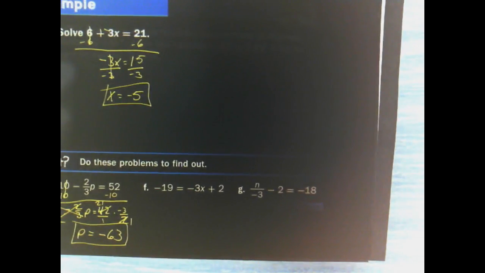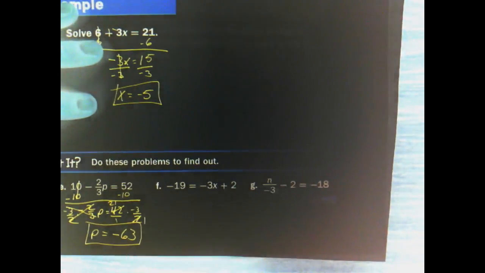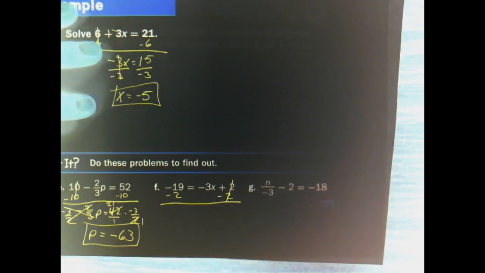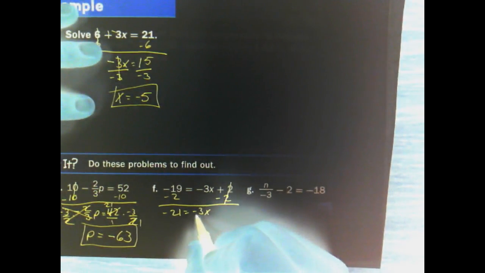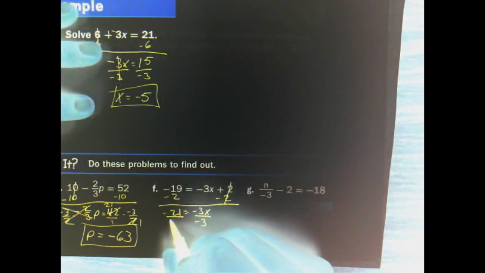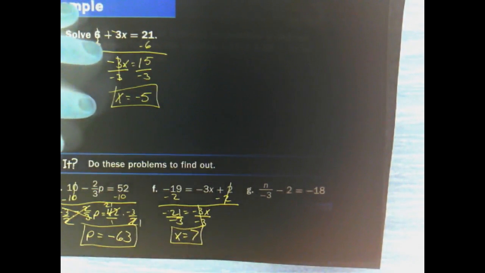If we take a look at F, here I need to get rid of this plus 2 before I can get x by itself. So in order to get rid of a plus 2, I subtract 2. These cancel. Negative 19 minus 2 more becomes a negative 21. And I need to divide by a negative 3x here because that's what I have multiplied by my x. Divide both sides by negative 3, and I end up at x is equal to, negative divided by a negative is a positive, so that is 7. X equals 7.